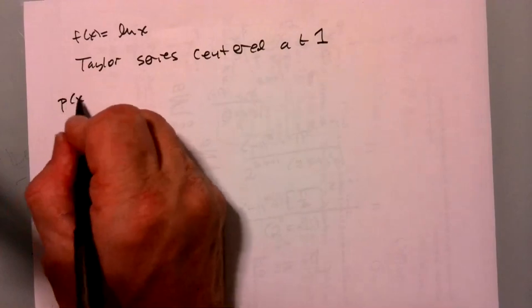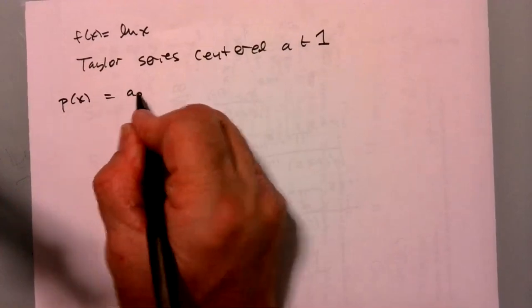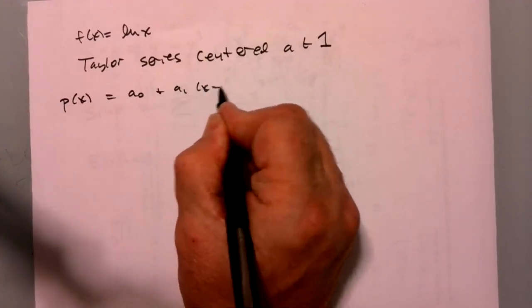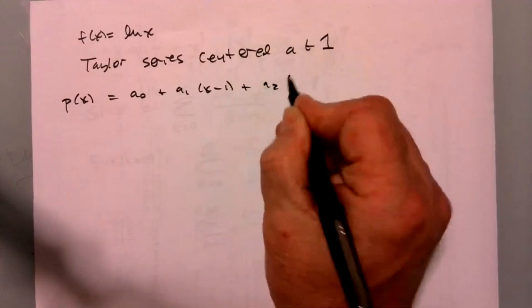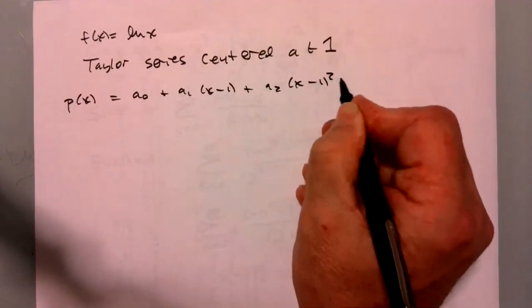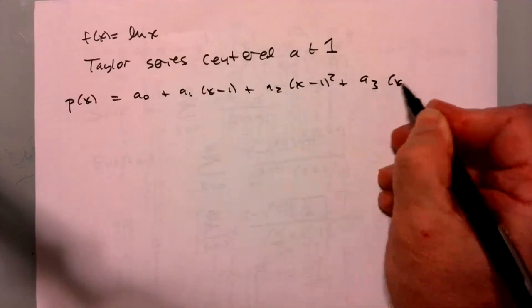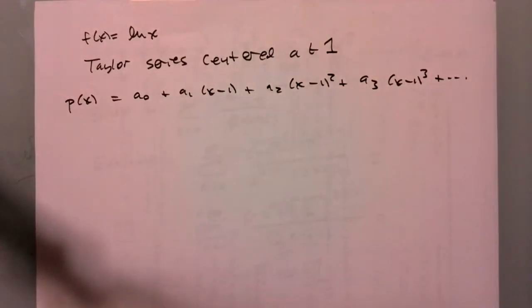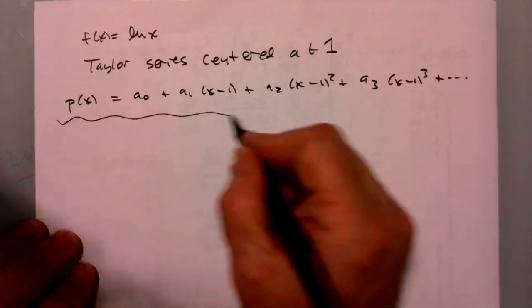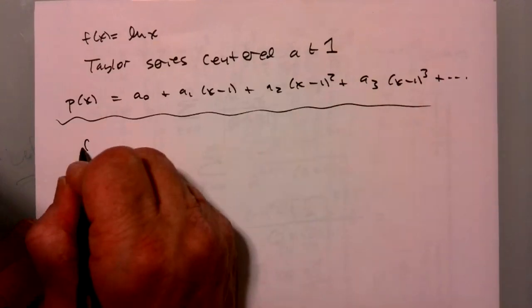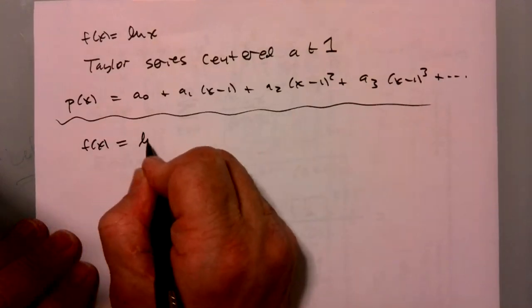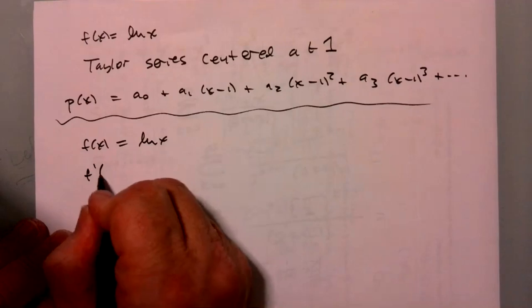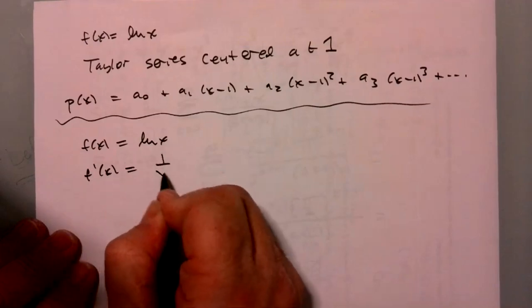I'll call it a polynomial for now. It's going to be a naught plus a1 times x minus 1 plus a2 times x minus 1 squared plus a3 times x minus 1 cubed. If we make it a Taylor series, it goes on forever and never stops. But what can we say about this? Well, I showed you a little trick last time, namely that if f of x is natural log x, f prime of x is 1 over x.